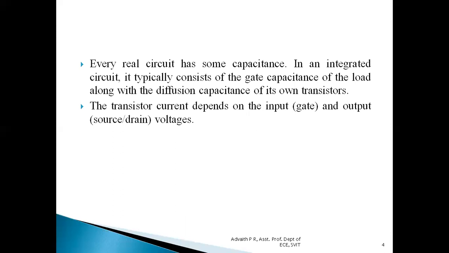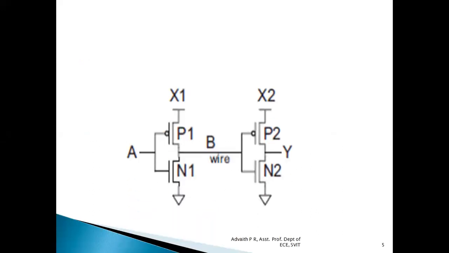The input voltage is with respect to the gate voltage, and the output voltage can be with respect to the source or drain terminals of the MOSFET. To illustrate this, let us consider an example of an inverter. So let us consider this particular example.